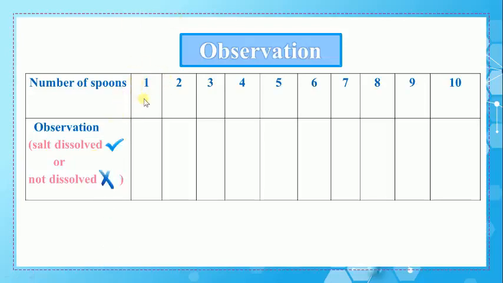Now, is the first spoon of salt dissolved in water? Yes. So we are going to add the true mark. Is the second spoon dissolved? Yes, very good. Is the third spoon dissolved? Yes, it is dissolved. Is the fourth spoon dissolved? Yes, it is also dissolved.